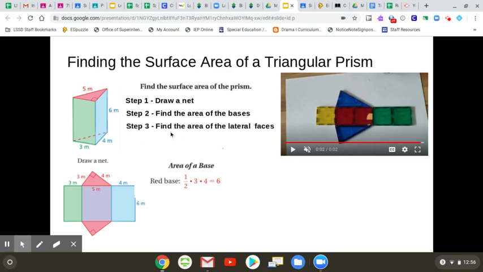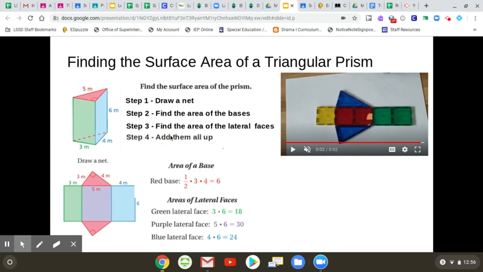Next, we're going to find the area of the lateral faces. So we've labeled them all different colors to just make it easy. So the area of the green lateral face is just going to be 3 times 6 equals 18. Purple, 5 times 6 equals 30. And blue is 4 times 6 equals 24.